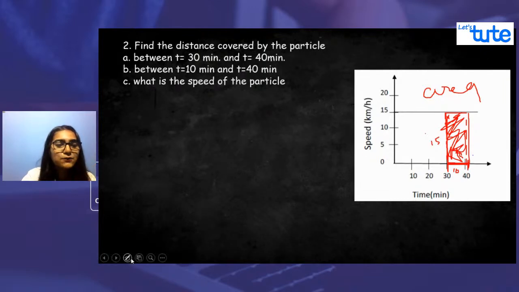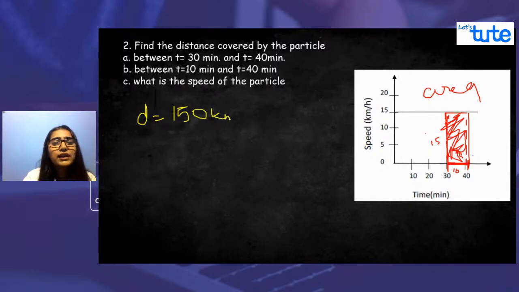The distance is 15 into 10. So 15 into 10, the distance covered will be 150. How did I get it as 150 kilometer? I got it as 150 kilometer because it was 15 into 10. Then they've told us distance between 10 minute and 40 minute. See, now Malika has given us the answer for 30 to 40.